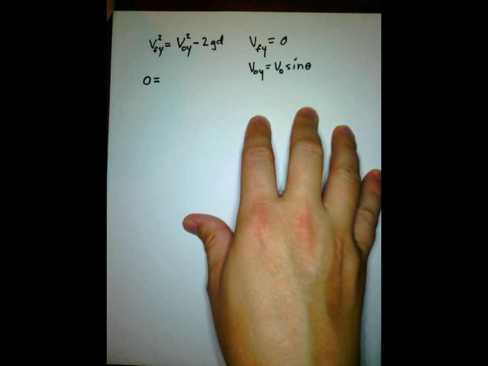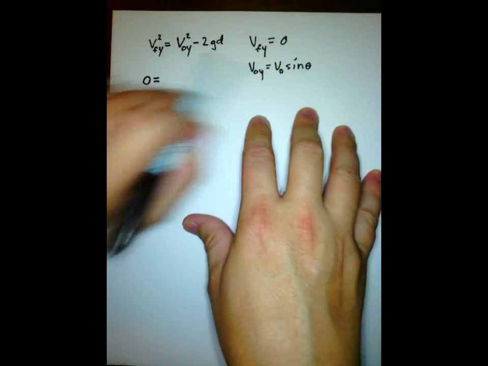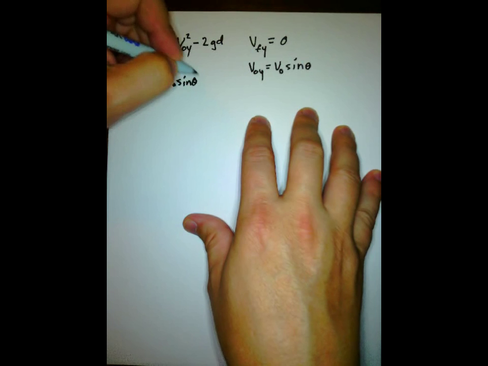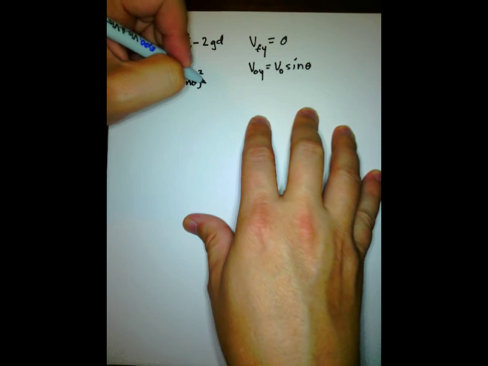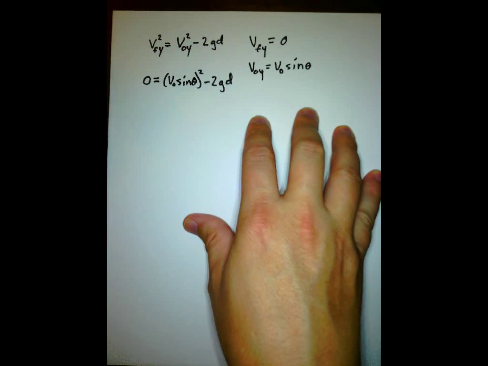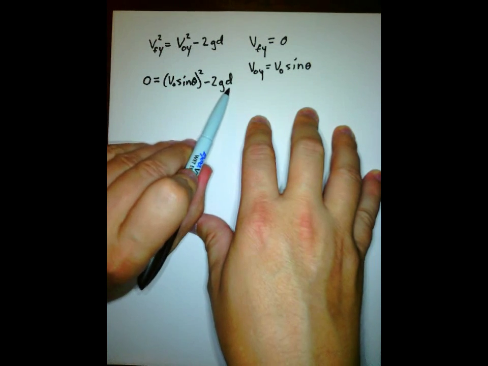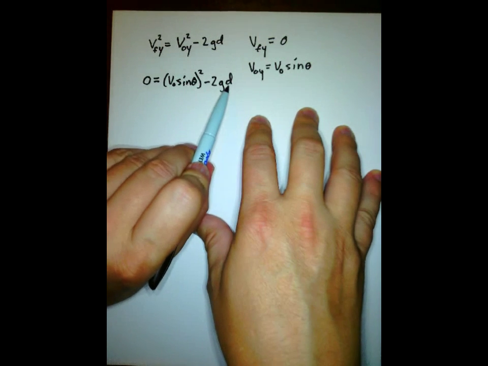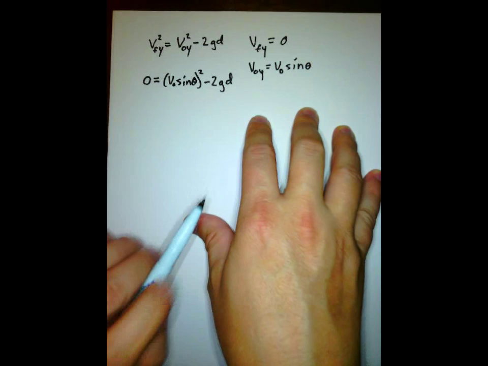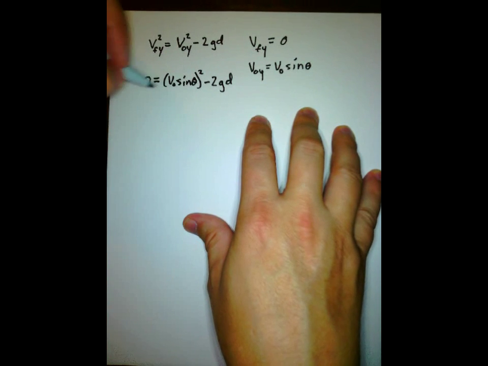And this is going to be V naught sine theta squared minus 2 times gravity times d. Alright, so we're going to manipulate this around until we have d equals something, and whatever it equals, that's going to be our D max.